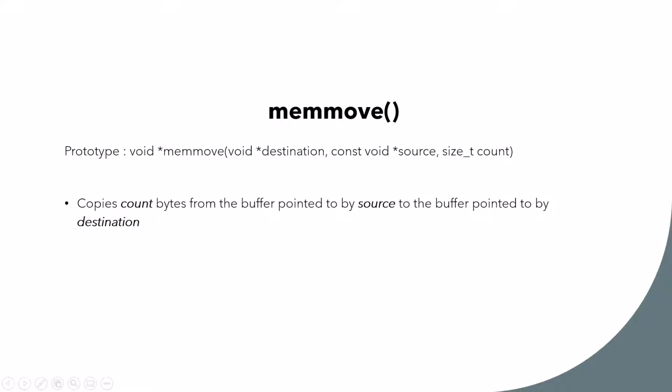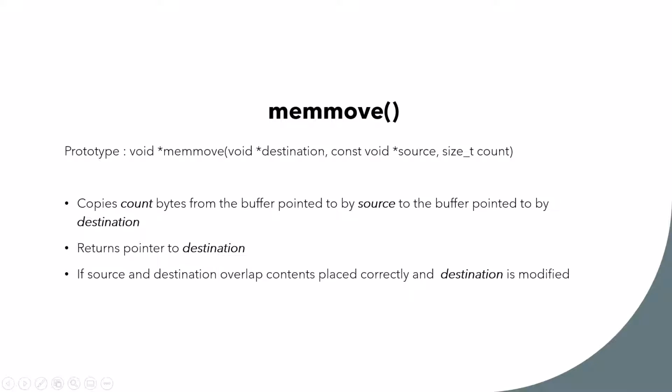This function copies count bytes from the buffer pointed to by source to the buffer pointed to by destination and returns a pointer to the destination. If source and destination overlap, what this means is that source and destination are within the same string or the same buffer, then the contents will be placed correctly and destination is modified.